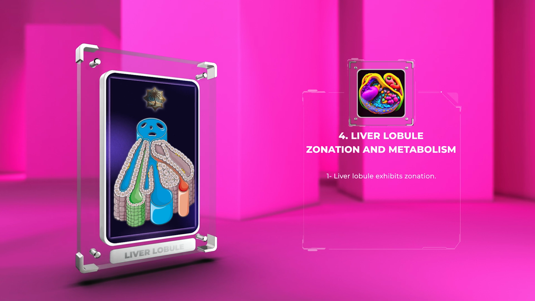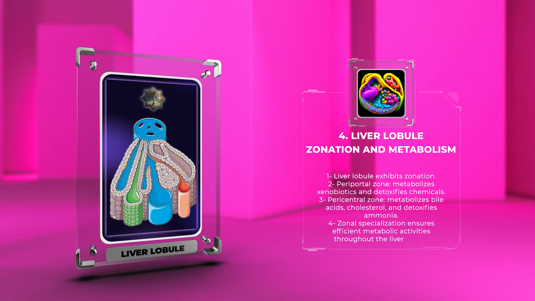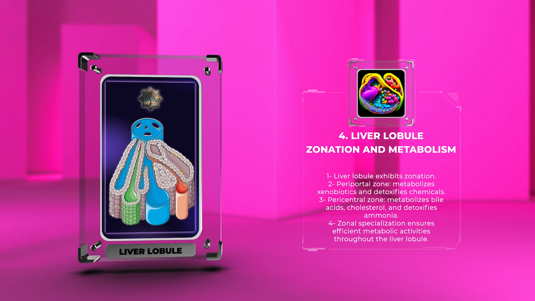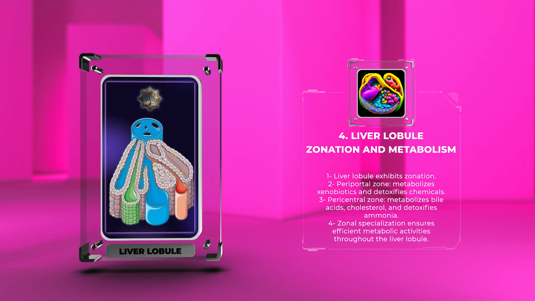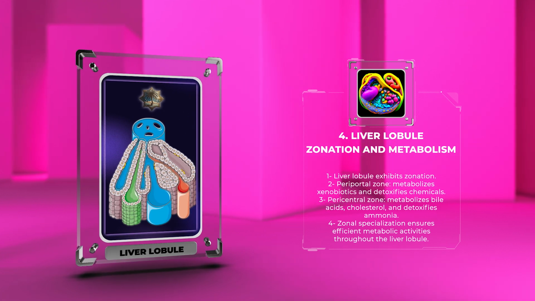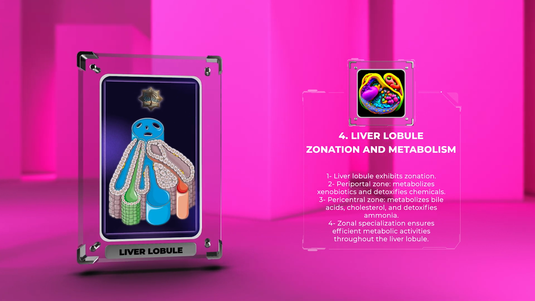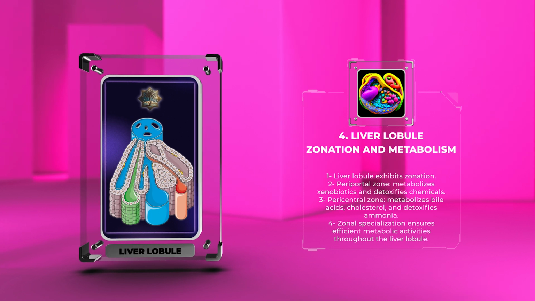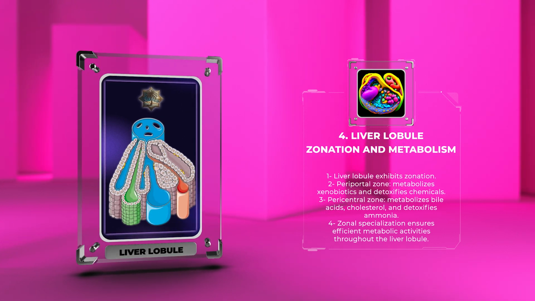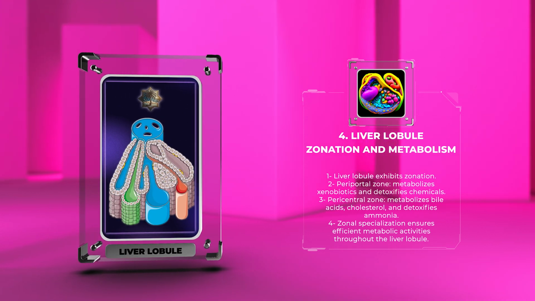The liver lobule exhibits zonation, meaning that liver cell functions differ along different regions of the lobule. The periportal zone, located adjacent to the incoming vessels, specializes in metabolizing xenobiotics and detoxifying chemicals. In contrast, the pericentral zone, situated near the central vein, contributes to the metabolism of bile acids, cholesterol, and ammonia detoxification. This zonal specialization ensures efficient metabolic activities throughout the liver lobule.